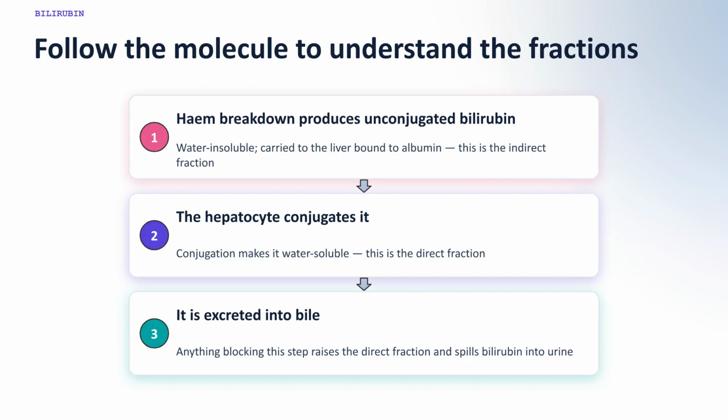Follow the molecule. Bilirubin is a product of heme metabolism. It starts out unconjugated and water-insoluble, so it travels to the liver bound to albumin. That is the indirect fraction. Inside the hepatocyte, it is conjugated, which makes it water-soluble. That is the direct fraction. And then it is excreted into bile. Now the logic falls out. A problem before or at conjugation raises the indirect fraction. A problem after conjugation raises the direct fraction. And because direct bilirubin is water-soluble, it appears in the urine.